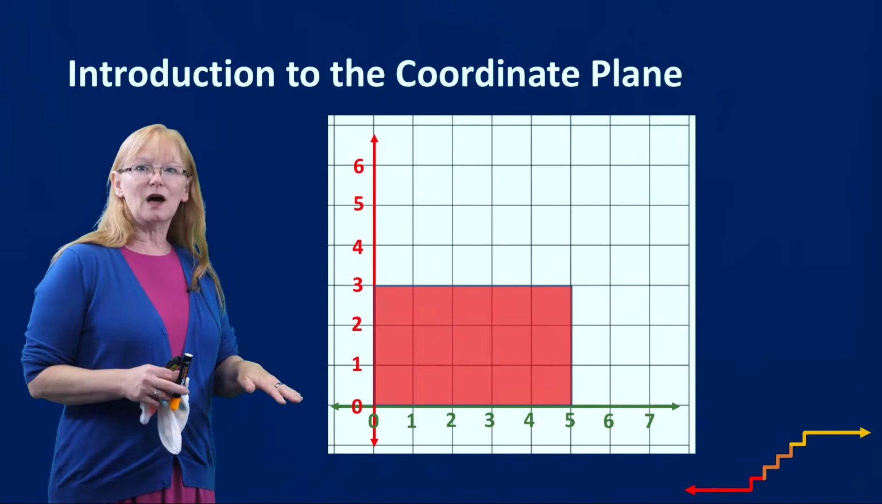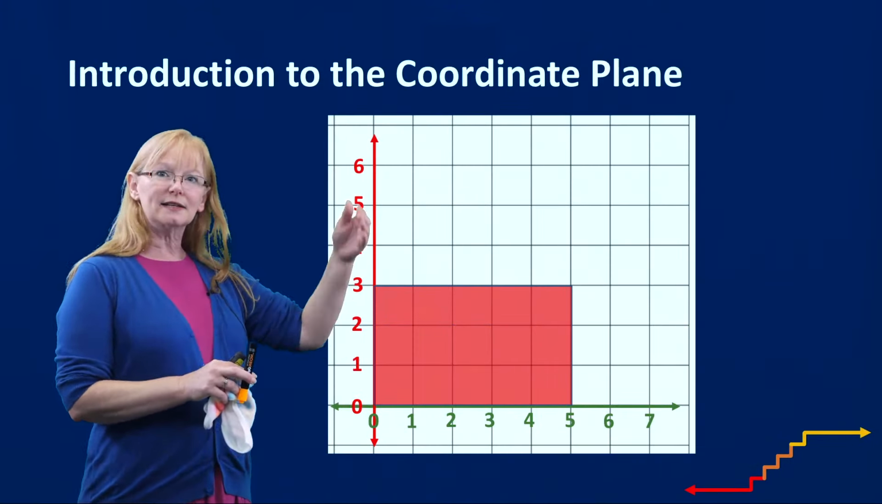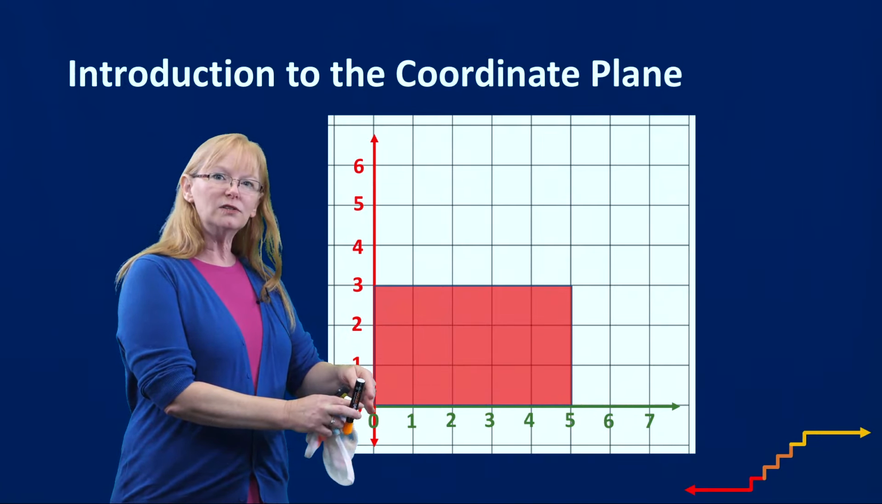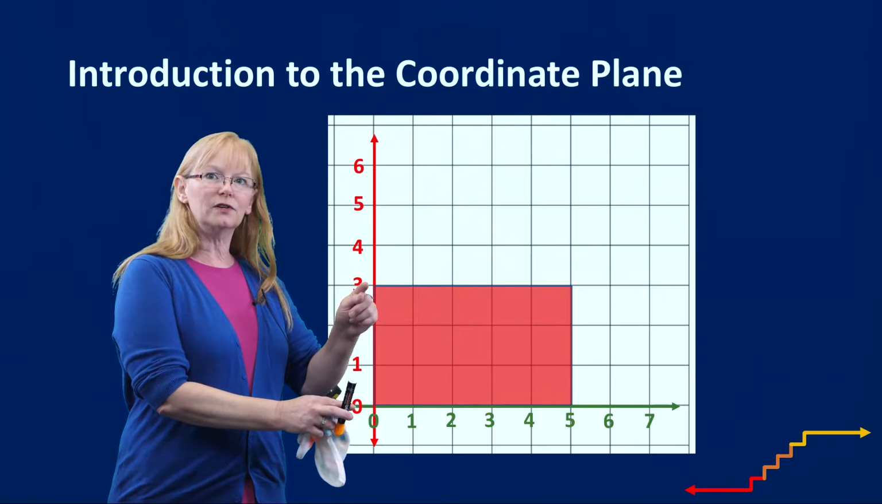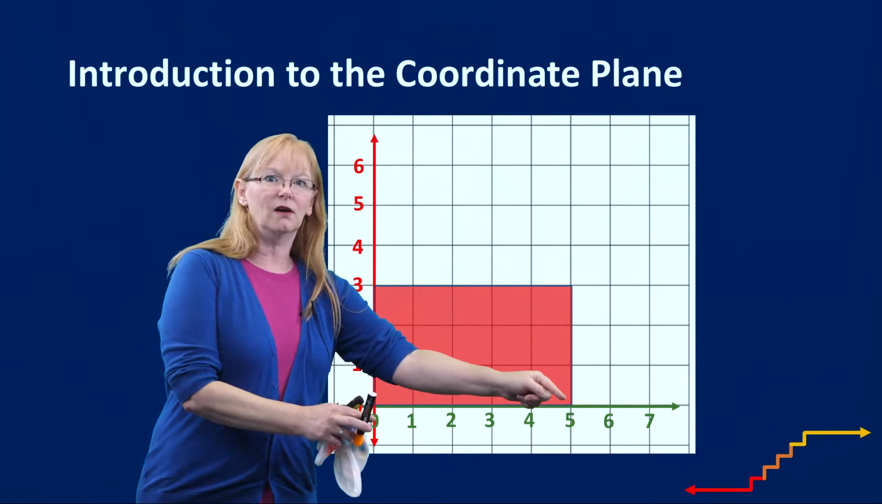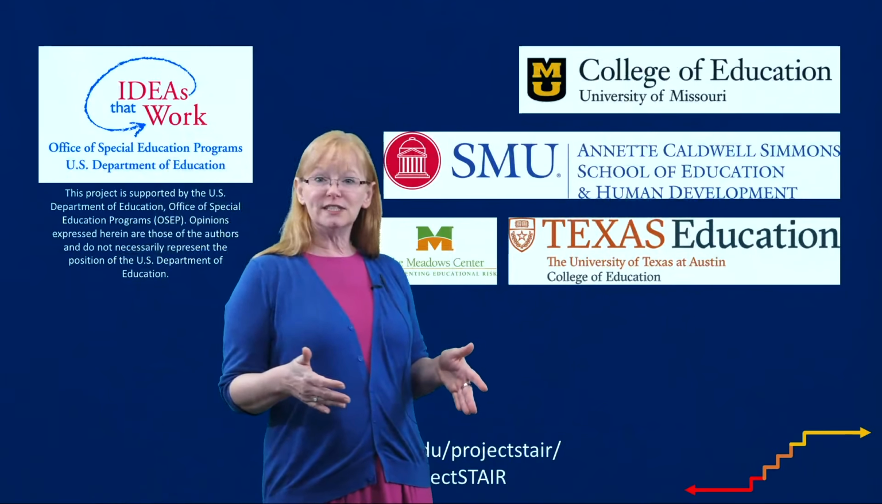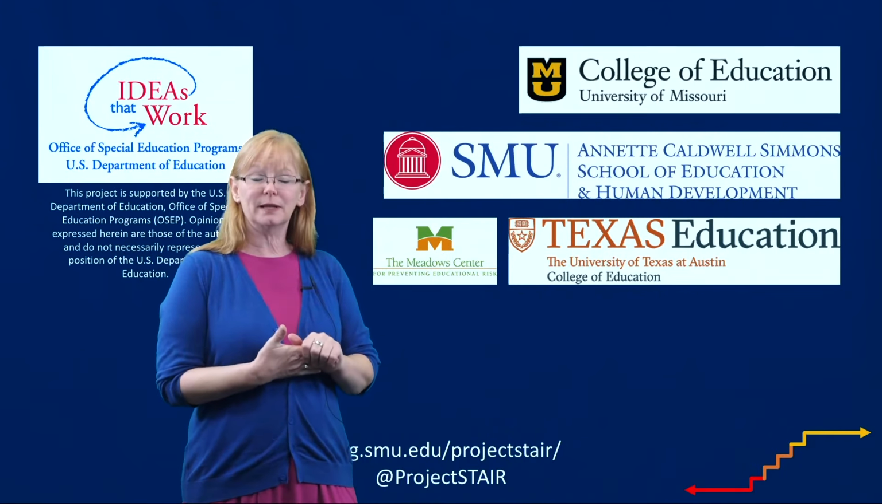And the neat thing about having these two axes on this grid here is it helps us to not only measure the length of our rectangle and measure the width of the rectangle, but also locate where the vertices of this rectangle are in space. Okay, that was our introduction to the coordinate plane.